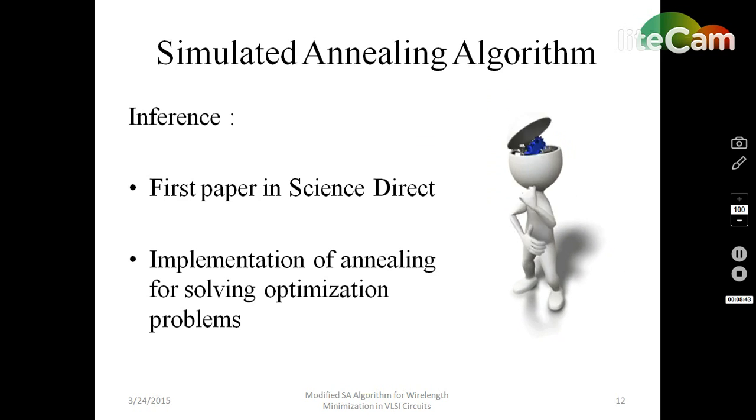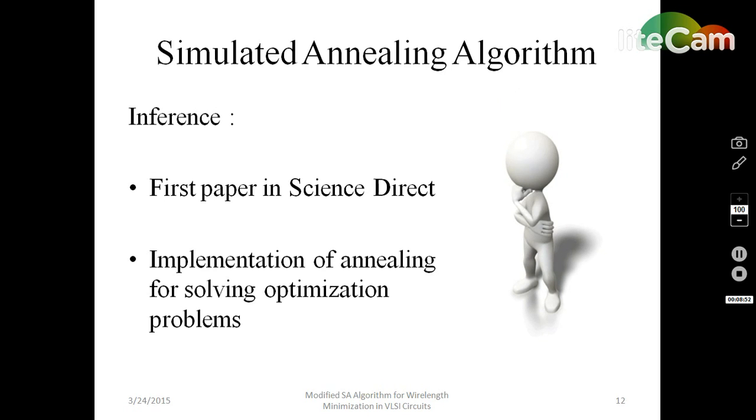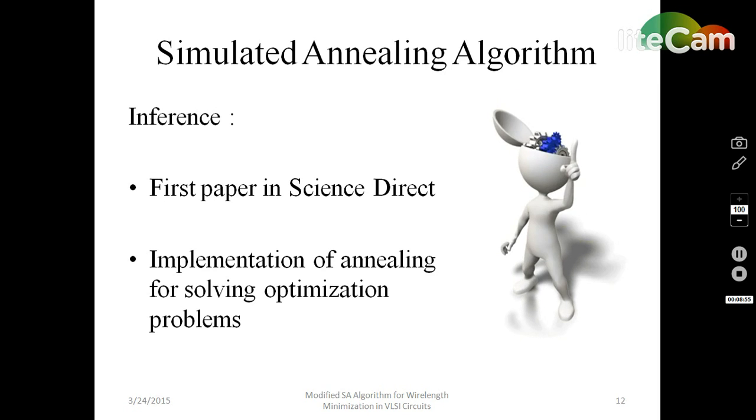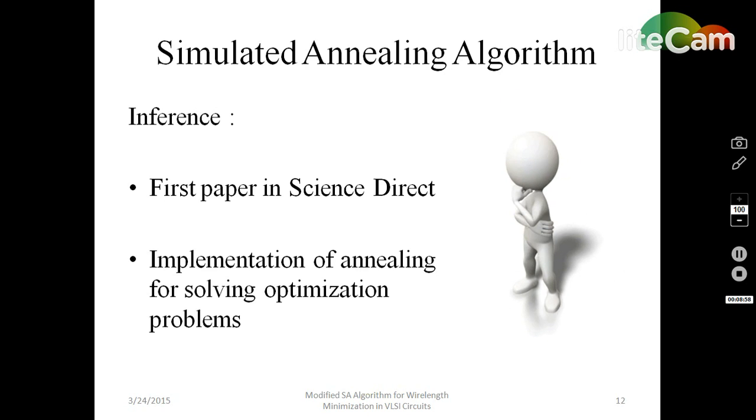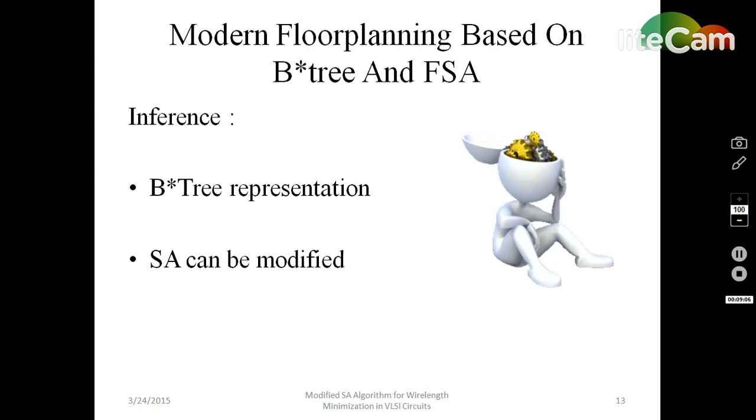The first paper, Simulated Annealing Algorithm, is the first paper regarding the annealing process and simulated annealing on ScienceDirect. It was developed by Professor Kirkpatrick and his fellow researchers, and this paper elaborates how to implement the process of annealing to solve optimization problems. The next paper is Modern Floor Planning Based on B-star Tree and Fast Simulated Annealing. What I inferred from this paper is that the simulated annealing algorithm can be modified, and also that the representation of the modules, the blocks in the VLSI floor plan, is done by using a B-star tree.